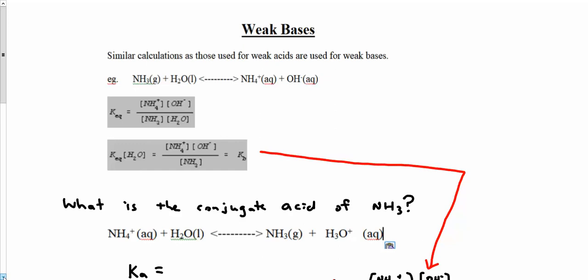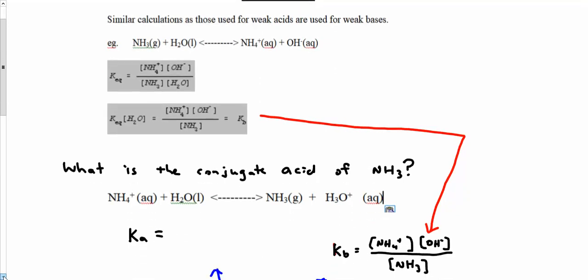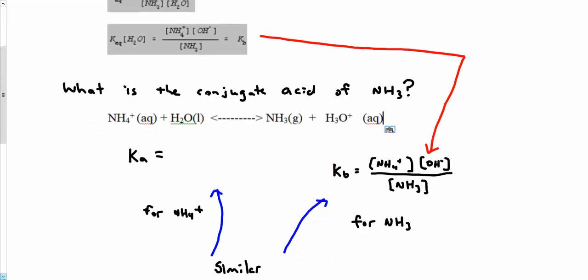I just want to point out something else interesting about it. What is the conjugate acid of NH3? Well, in that reaction up above, it's NH4 plus. NH4 plus is the acid. This is its conjugate base. So let's write an equation of this thing acting like an acid. So here's NH4 plus H2O gives NH3 and H3O plus. So here this thing is acting like an acid.